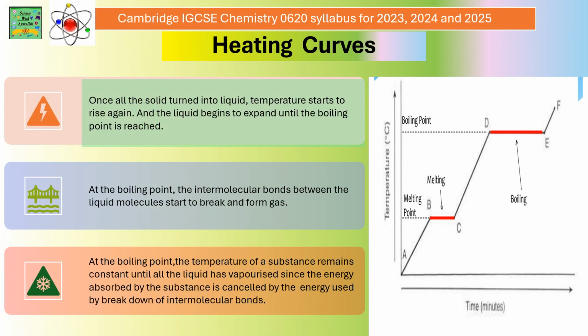Moreover, once all the solid has turned into liquid, the temperature starts to rise again, and the liquid begins to expand until the boiling point is reached. At the boiling point, the intermolecular bonds between the liquid molecules start to break and form gas. The temperature of the substance remains constant until all the liquid has vaporized and formed gas, since the energy absorbed by the substance is cancelled by the energy used in the breakdown of intermolecular bonds.